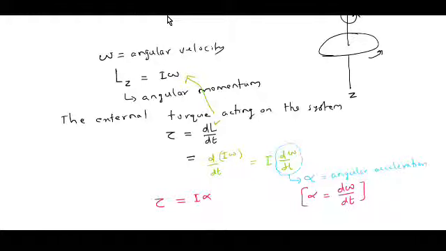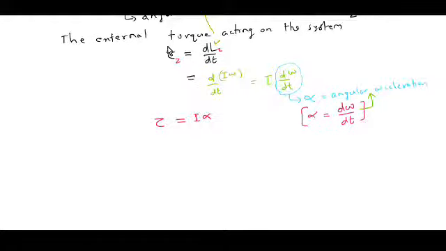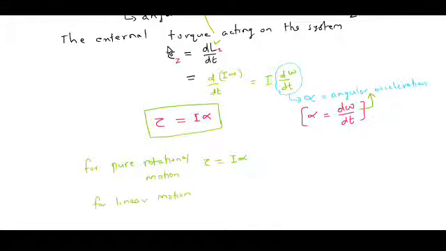Here we have simply differentiated the z component of the angular momentum. Therefore, the torque is tau z, and alpha, equal to d omega by dt, is called the angular acceleration. Throughout our discussion, we consider the rotation about only the z-axis. Therefore, in general, I will write tau is equal to I alpha, omitting the z notation. For pure rotation, tau is equal to I alpha, whereas in linear motion, force is mass into acceleration.